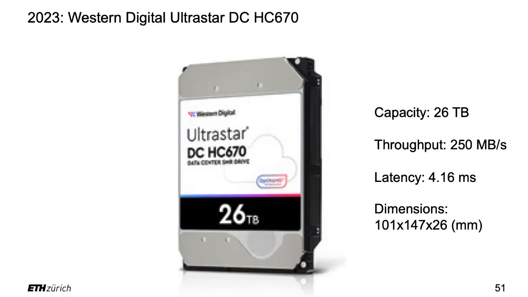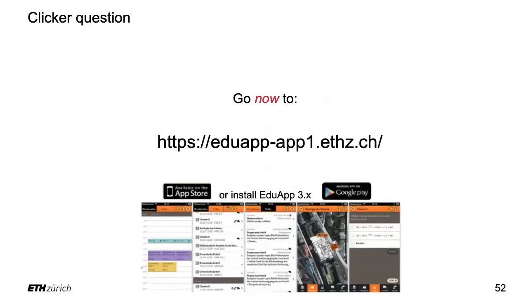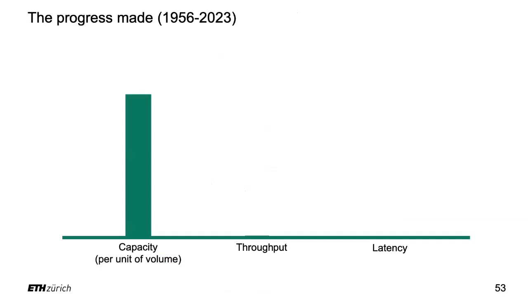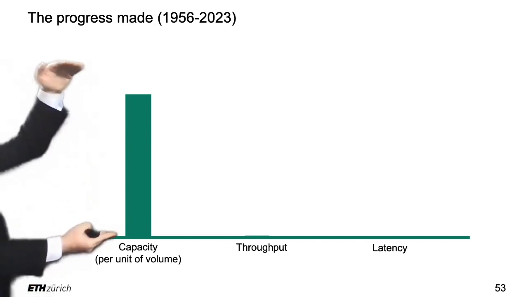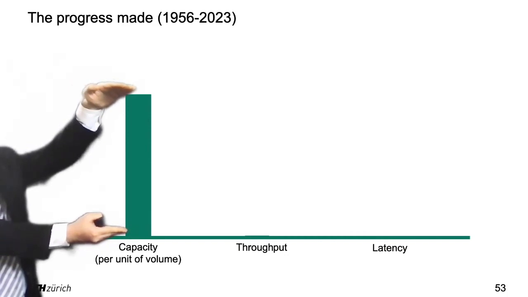All right, anyway. So you see the evolution of that. What if we plot it? Okay, what if we plot it? So the progress we made is that the capacity that we store per unit of volume, because you have to consider that it's smaller, increased by that much.